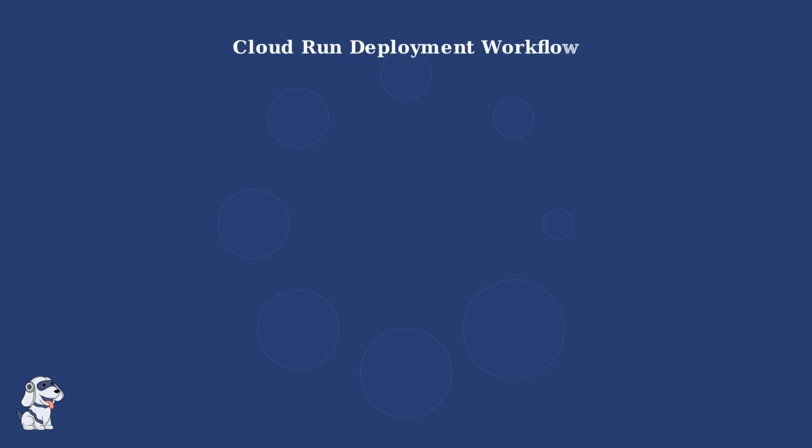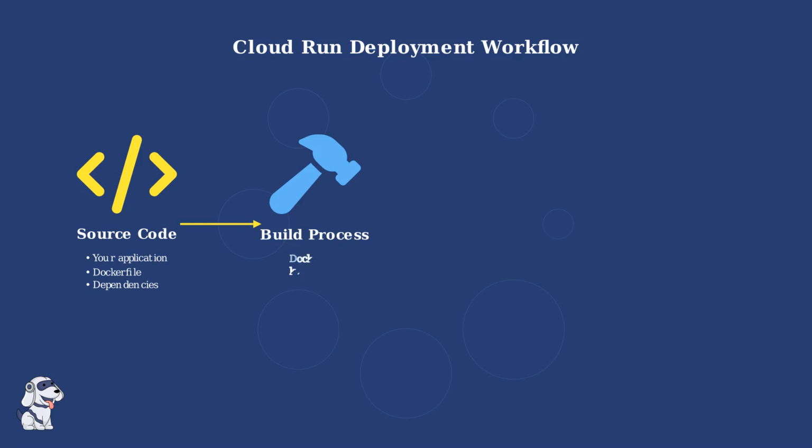The Cloud Run deployment workflow is a streamlined process that takes your source code and transforms it into a running, scalable application. Understanding each step helps you build and deploy applications efficiently. The workflow begins with your source code. This includes your application files, a Dockerfile that defines how to build your container, and all the dependencies your application needs to run. Next comes the build process, where your source code is transformed into a container image.